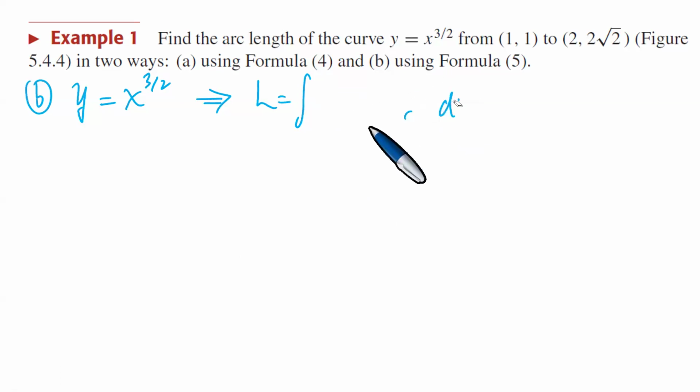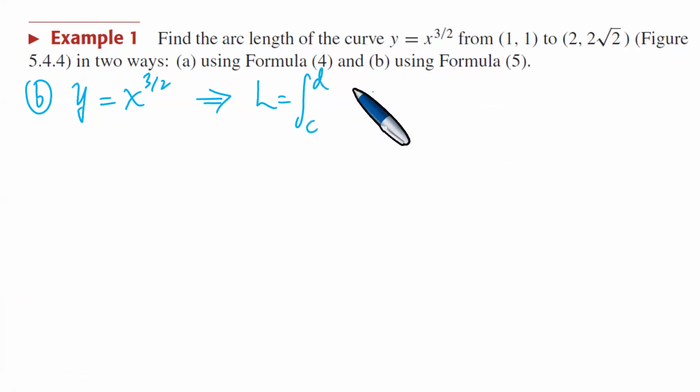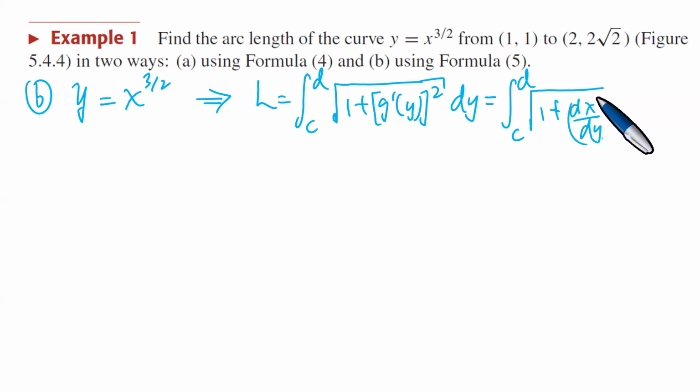So let us use the c and the d limits of integration. You have c to d, then you have 1 plus g prime of y, you square it, dy, which is the integral from c to d of 1 plus dx over dy, squared, dy. Now let us take a look at this one here.